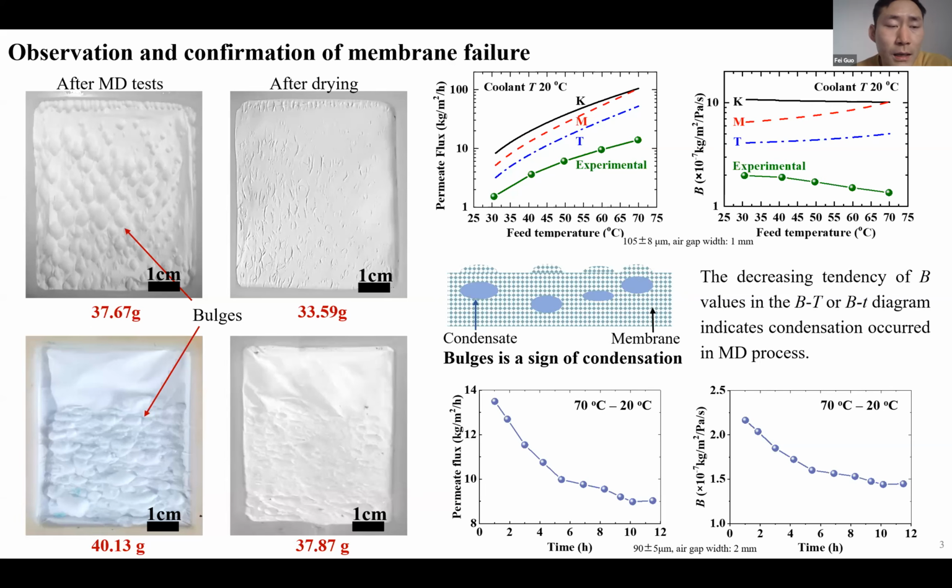The mass of the MD module after the MD test was 40.13 grams, and that after drying was 37.87 grams. That means condensation has also happened in the membranes. So we may draw a conclusion that the decreasing tendency of B values in the B-T diagram may indicate that condensation occurs in MD processes.